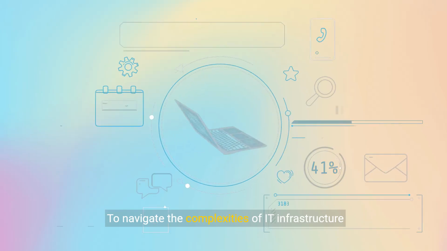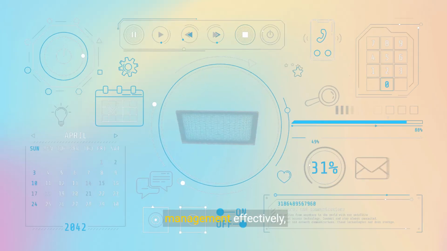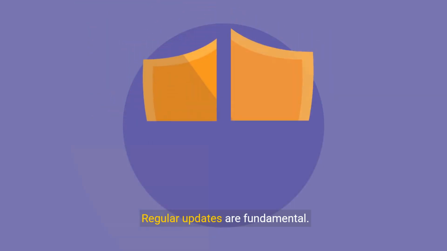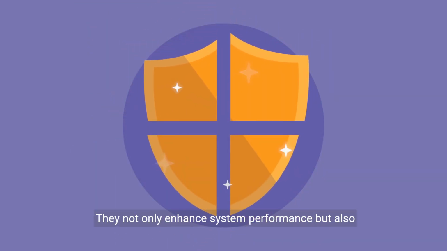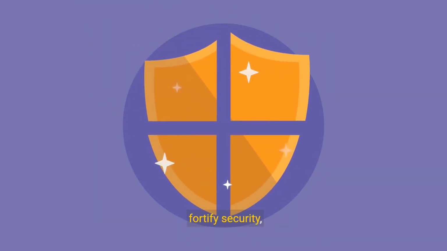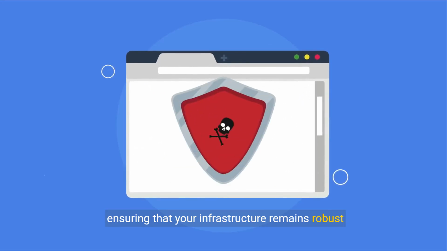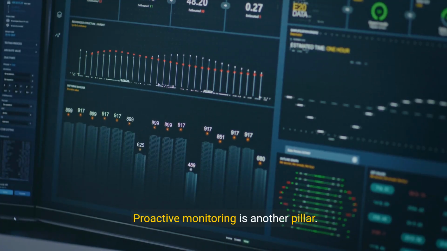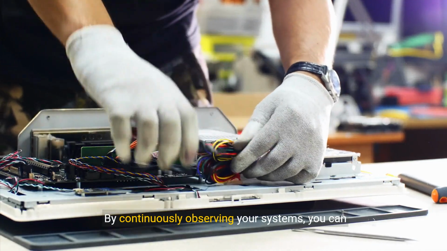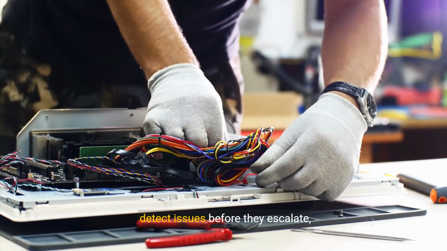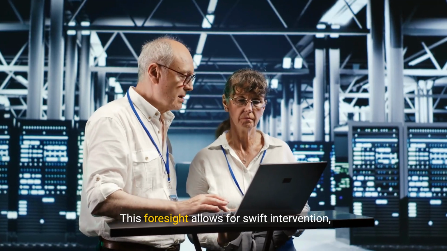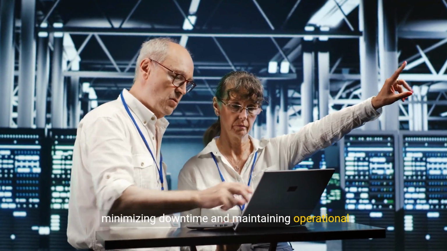To navigate the complexities of IT infrastructure management effectively, adhering to best practices is crucial. Regular updates are fundamental. They not only enhance system performance, but also fortify security, ensuring that your infrastructure remains robust against evolving threats. Proactive monitoring is another pillar. By continuously observing your systems, you can detect issues before they escalate, ensuring smooth and uninterrupted operations. This foresight allows for swift intervention, minimizing downtime and maintaining operational efficiency.